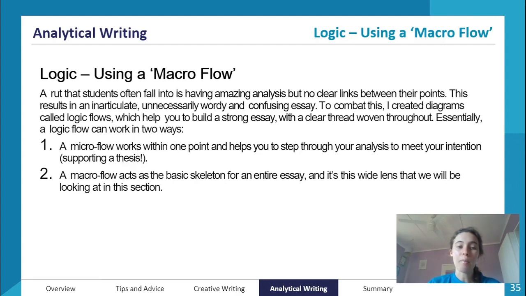You can have a micro flow, where you've got one point, and it helps you to step through your analysis to meet your intention, supporting that thesis. It's micro because it's just one point for one body paragraph. And the macro flow is that bigger picture, the skeleton for the entire essay. So that's the wide lens that we'll look at now, that is helpful to use to structure and make your whole essay flow.